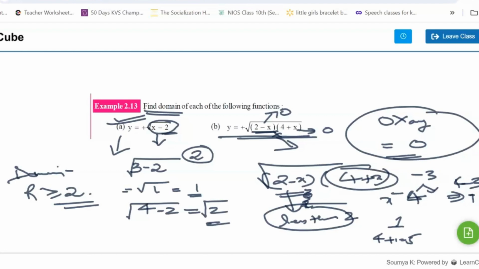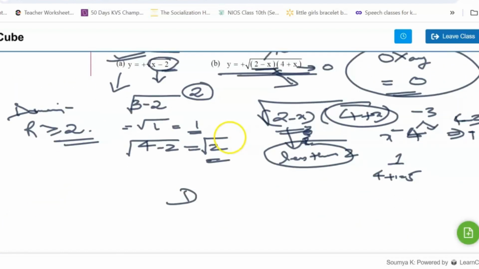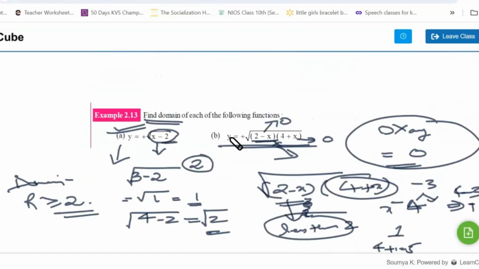So the values that are accepted for the domain are less than 2. So an appropriate domain will be like this. The value of x is less than or equal to 2, and the value of x should be greater than -4. This is the appropriate domain for this case. Hope you understood how to do this question. This is how we find the domain.